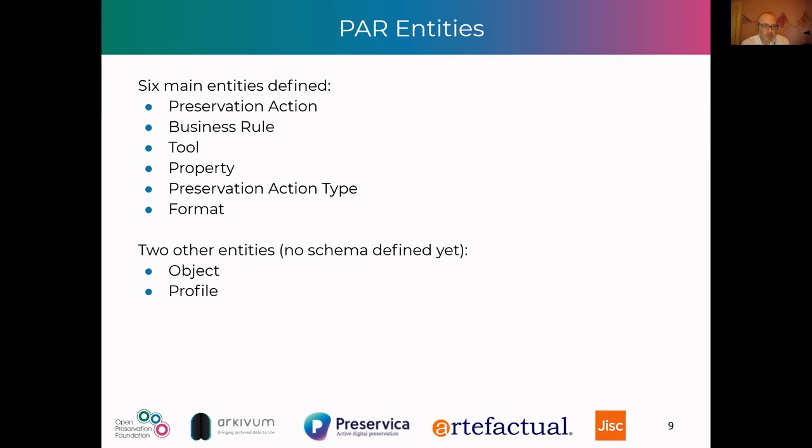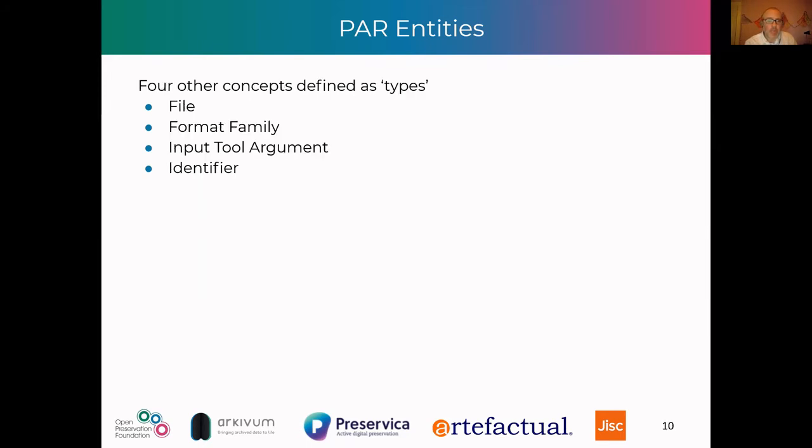There are a couple of other entities that we haven't actually created JSON schemas for. We didn't actually need them in our work in mapping Archivematica and Preservica preservation actions and rules to PAR, so we didn't implement them yet. There are also 4 other kind of concepts that have their own schema, but we've included them in one JSON schema called types. So they're sort of smaller entities that we wanted to make sure we could link to.